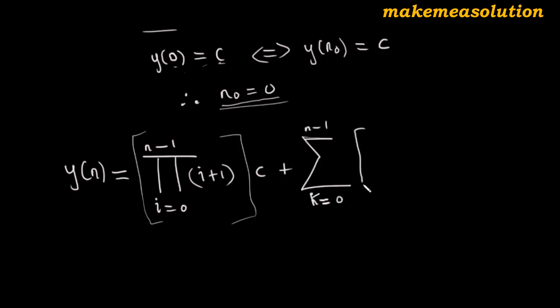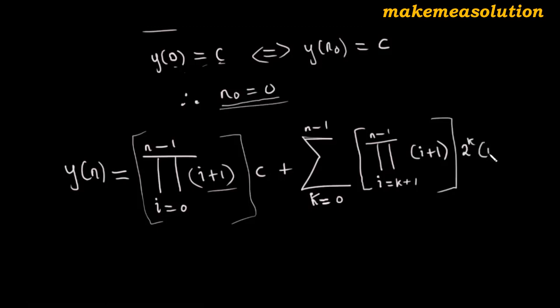Then you now have n minus 1. Then you now have the product operator again, acting from i equal to k plus 1 to n minus 1. It acts on our a of i, the same values, which is i plus 1, and the result is multiplied by g of k, which is 2 raised to the power of k, then k plus 1 factorial.